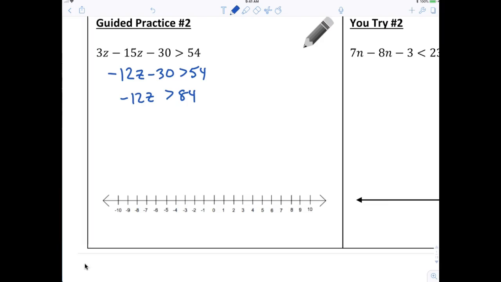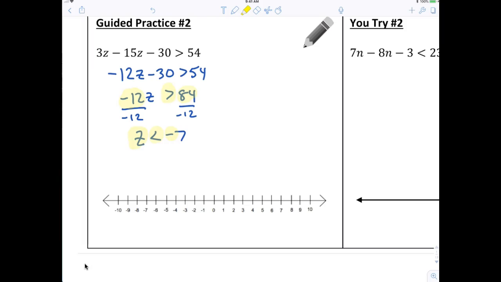Now, let me show you what I mean by that. I'm going to divide by -12. So z is less than -7. Now, what I was trying to say about changing the sign is this. Right here, it was negative, correct? It was greater than, now it was positive, now it's less than. Hopefully you understand what I mean. Multiply or divide by a negative, you change the inequality sign.